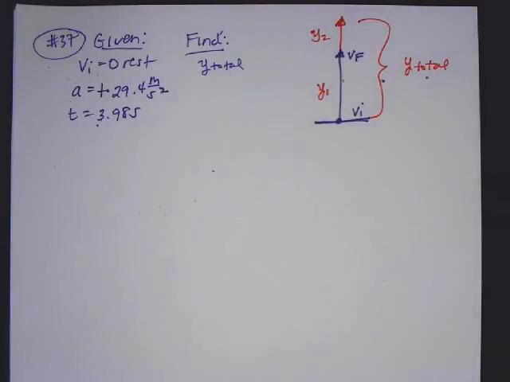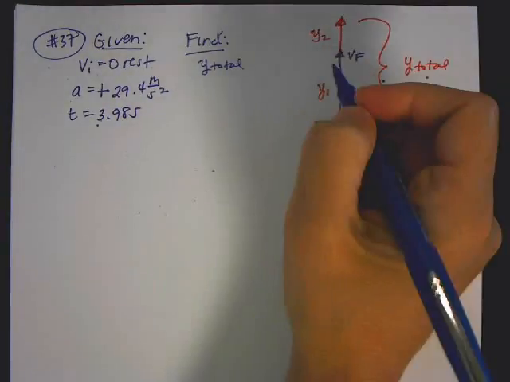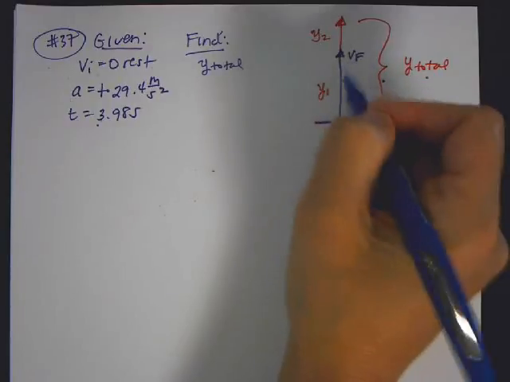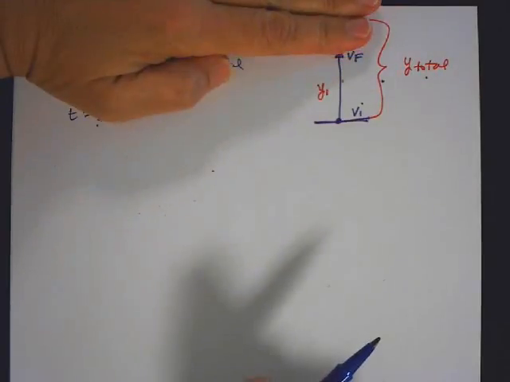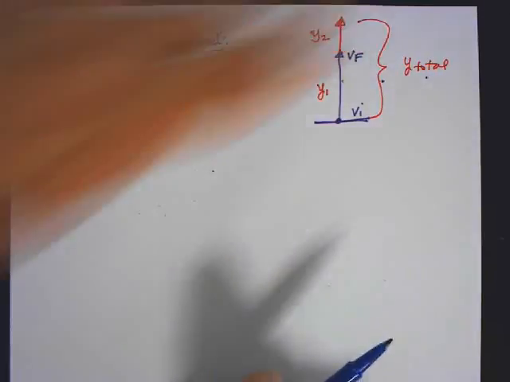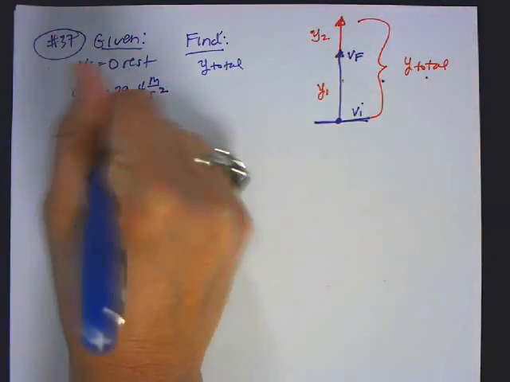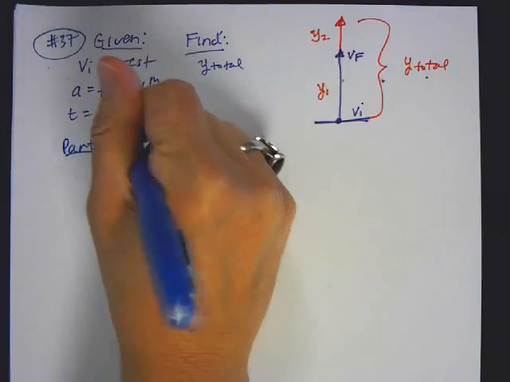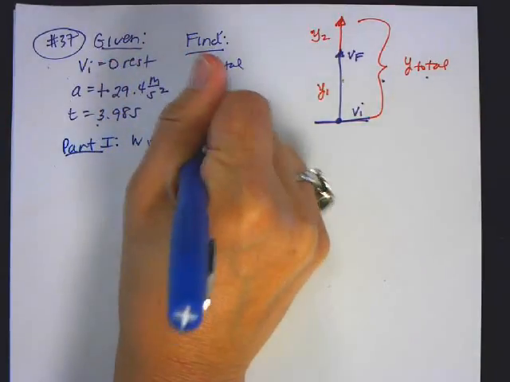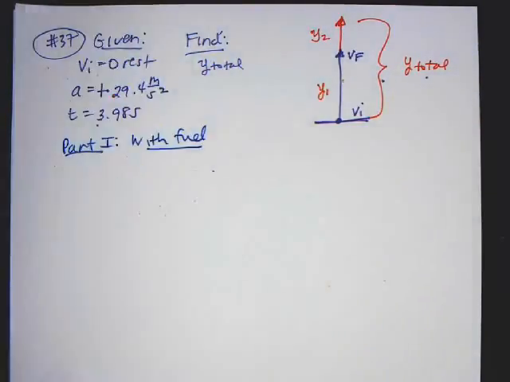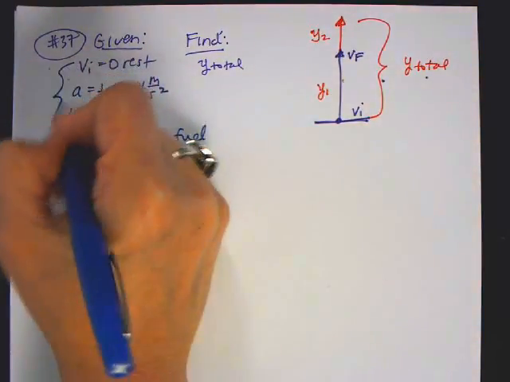So we're going to start over here with this first motion. We're just going to ignore right now after it runs out of fuel, and we're just going to do the first part, which is with the fuel. So what do we know? Well, we're going to write down what we are given with fuel.